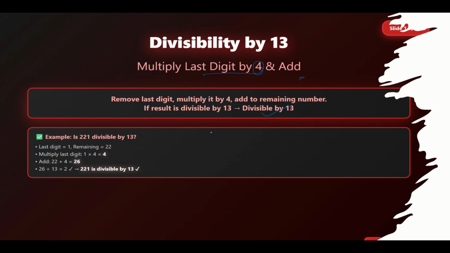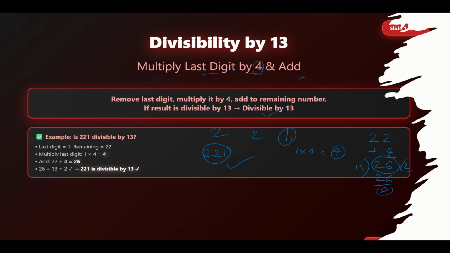Let's try with an example, 221. Here, the last digit is 1 and the remaining is 22. Multiply 1 with a 4, you get 4. Add this 4 to the remaining 22. So it becomes 26. Is 26 divisible by 13? Yes, of course. 26 divided by 13 is 2 and the remainder is 0. Therefore, the number 221 is divisible by 13.